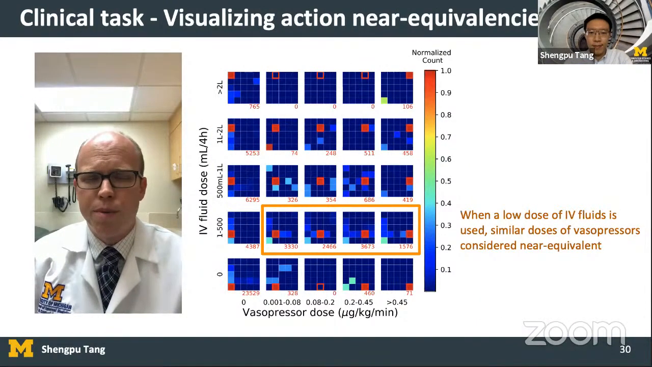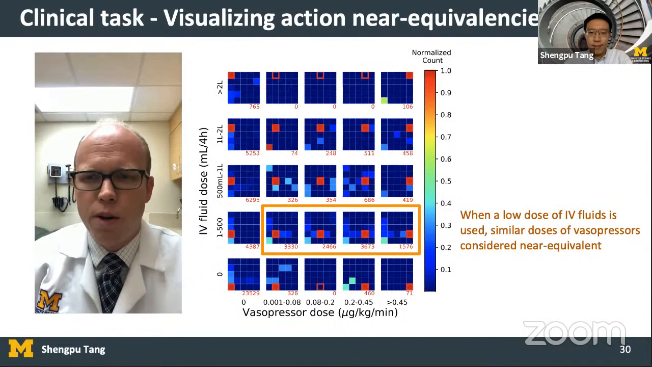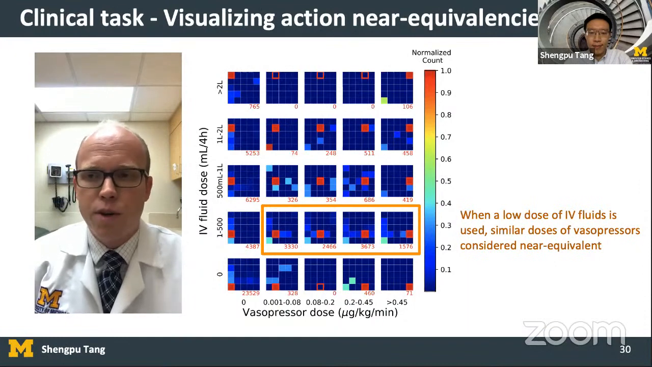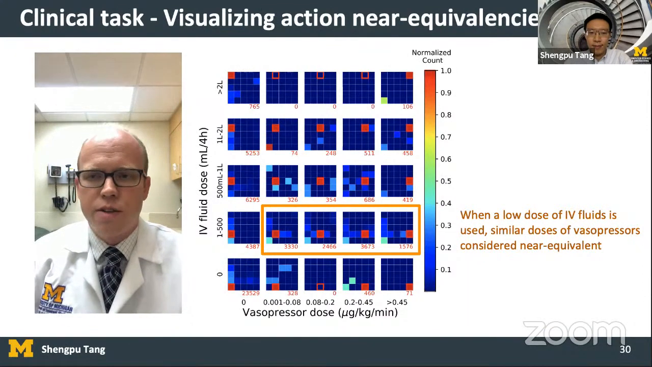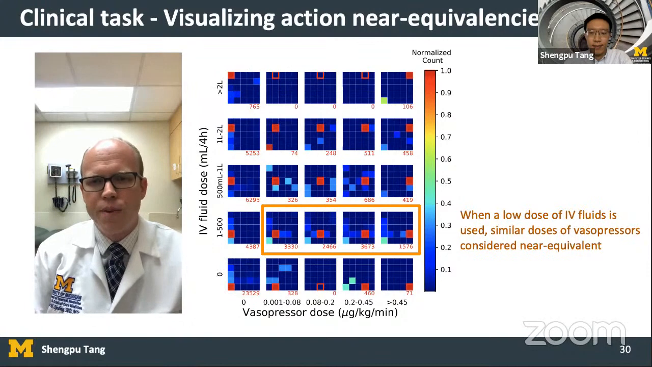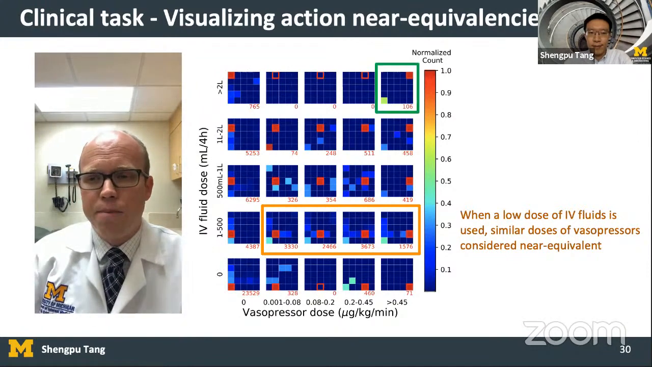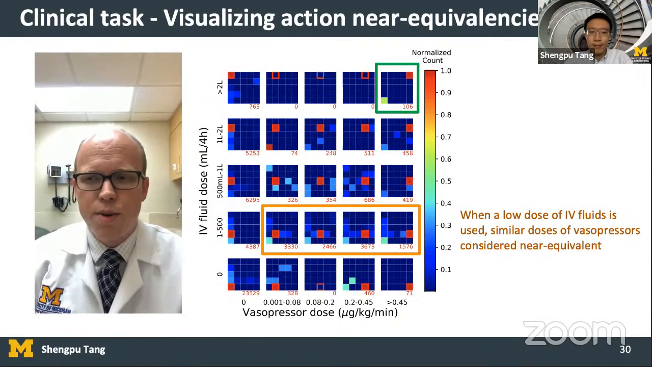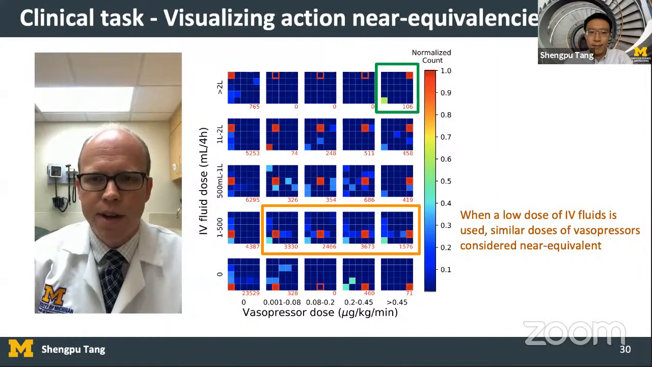Also, if you look at the second row from the bottom, which corresponds to a low dose of fluids and a range of doses of vasopressor, these actions are also considered near equivalent. Finally, the top right cell may seem a little inconsistent with some of the other results. And it suggests that when the action is to administer a very high dose of both fluids and vasopressors, a near equivalent action may be to do nothing or give no treatment.